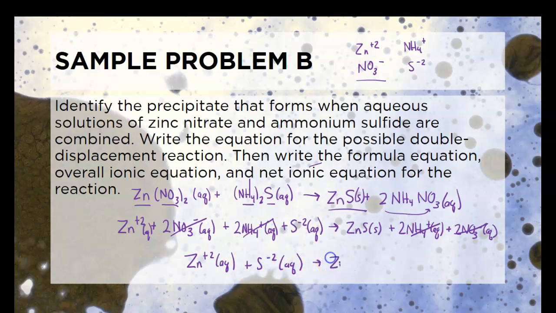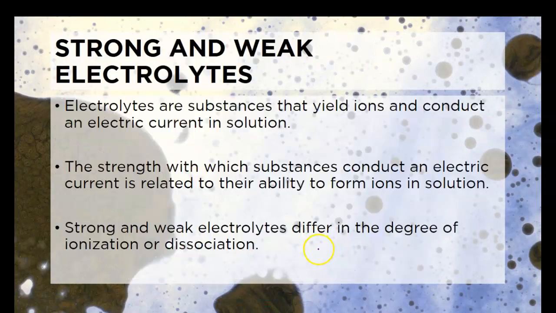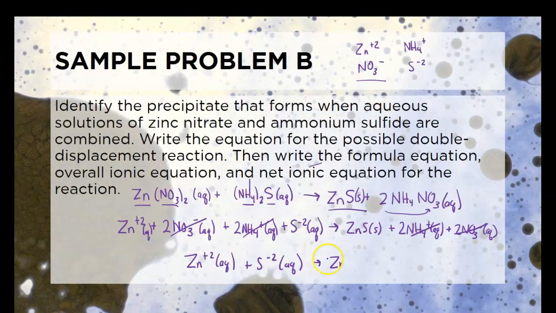So you could technically go without that middle step. Not sure what's going on there. Sorry about that. You could technically go without that middle step, making your total ionic equation. But this is your total ionic equation. This is your net ionic equation. Because what's actually happening is just the zinc and the sulfide combine to make zinc sulfide.